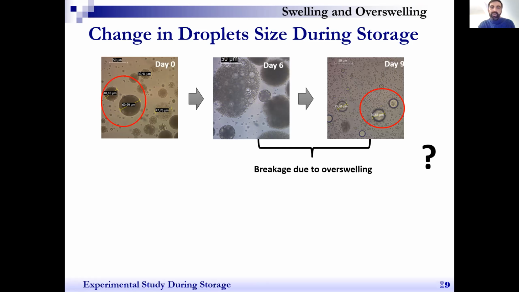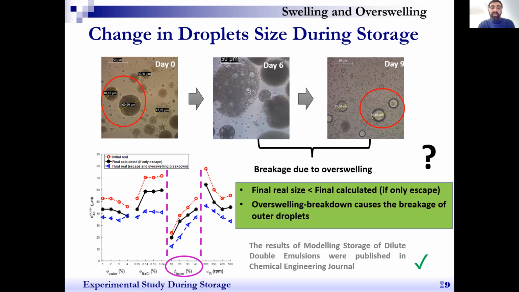In order to confirm this, we theoretically calculated the size of outer droplets if only the inner phase goes out. And we noticed that the size of the outer droplets, the real measured ones, is smaller than the calculated one, which was an indication of breakage happening inside the system due to overswelling.